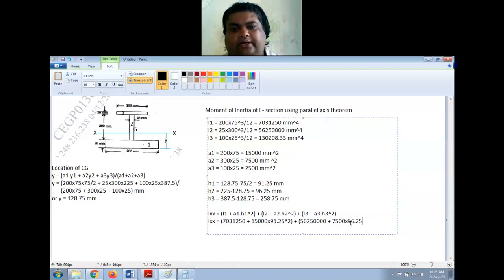Ixx. So I substituted the value for I1 plus A1 H1 square. Now I'm substituting the value for I2 plus A2 H2 square.